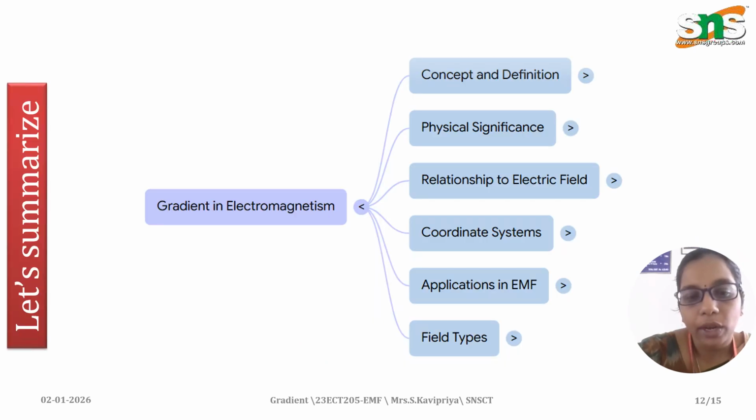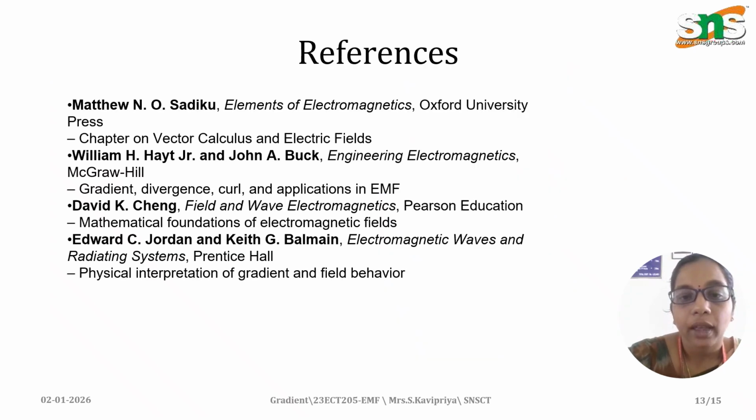And this is a summary of what we have discussed. We discussed what a gradient is, the role of gradient in the electromagnetic field, the gradient of a scalar potential, the mathematical expression for gradient, the different equations of gradient in different coordinate systems, and finally the applications of the gradient.